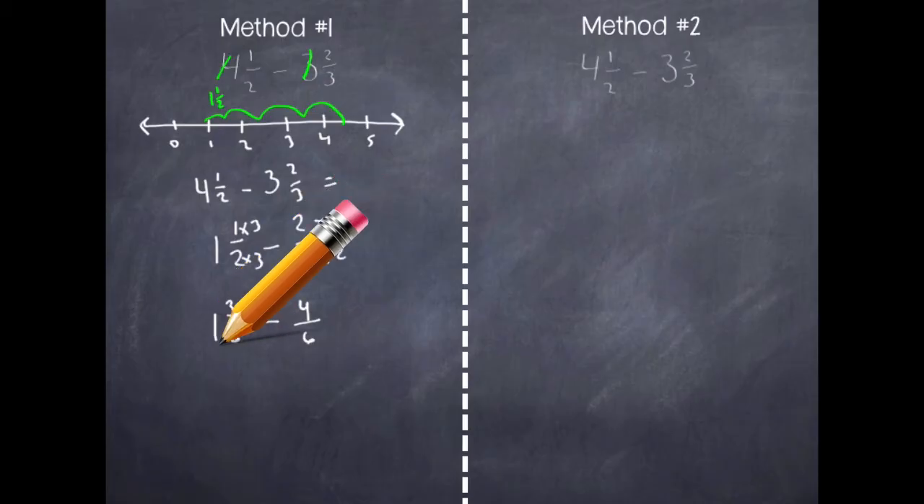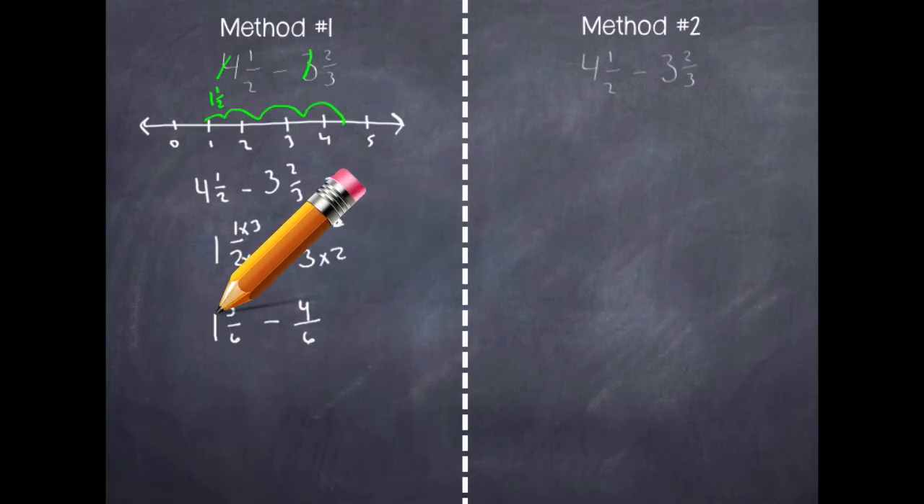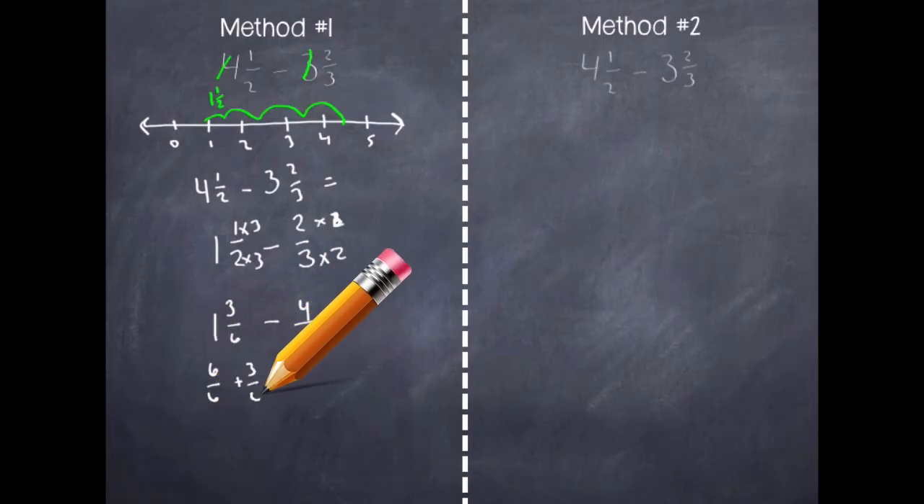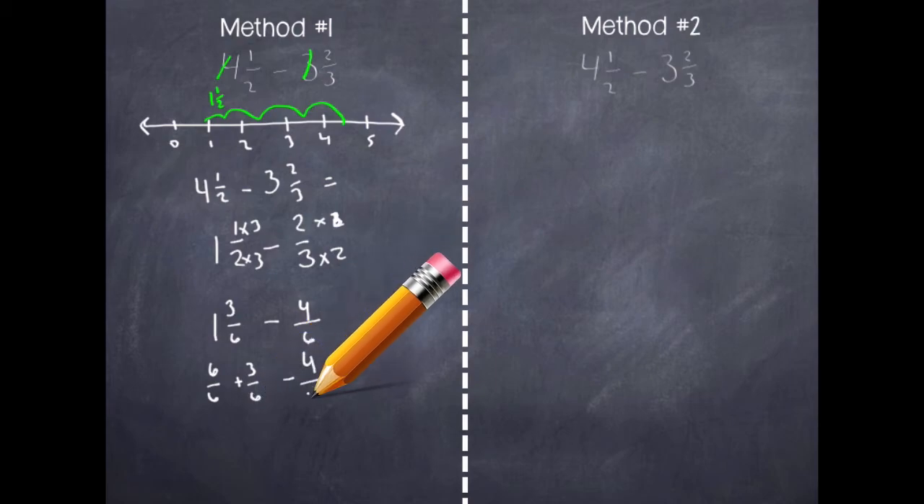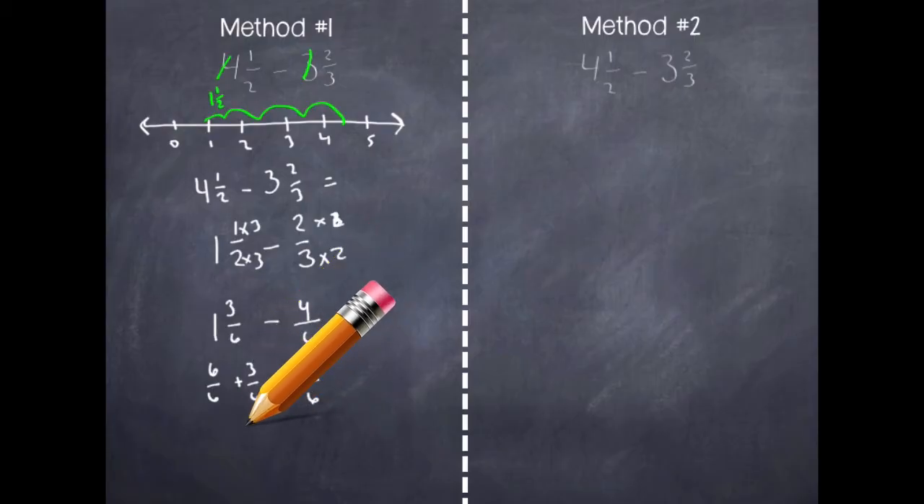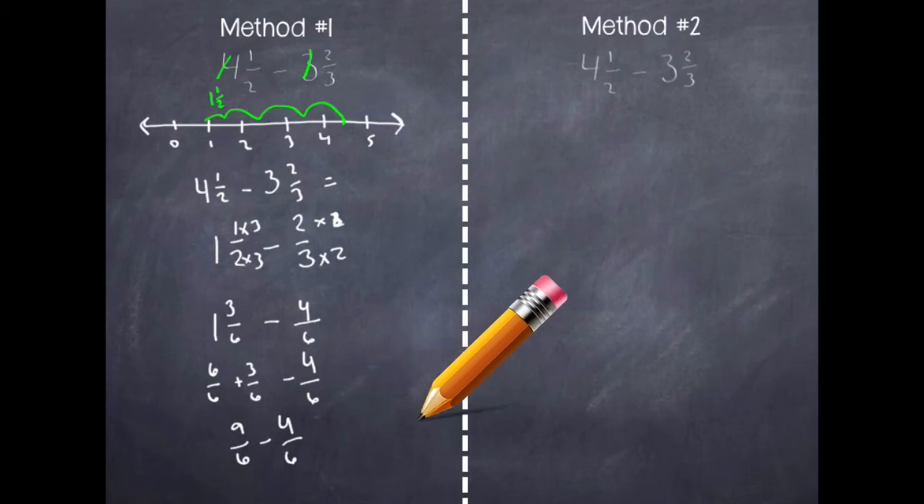But what I really want to do is change this 1 3/6 to an improper fraction, where my numerator is bigger on the top, just to make it a little bit easier. So if we think of this 1 as 6/6 plus my 3/6 minus 4/6, then 6/6 plus 3/6 is going to give me 9/6 minus 4/6, and that is going to equal 5/6.